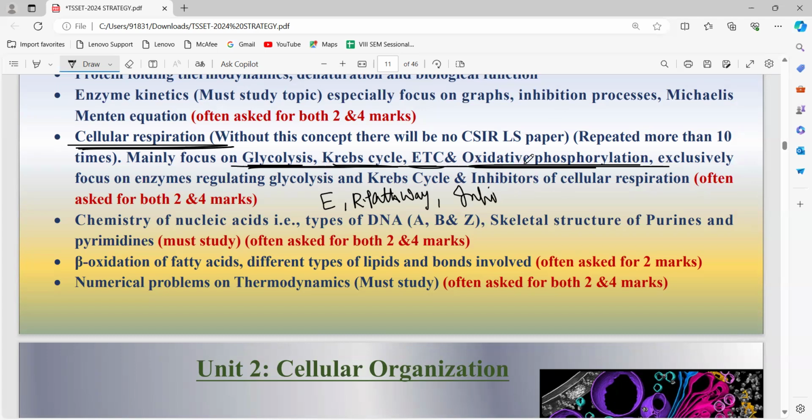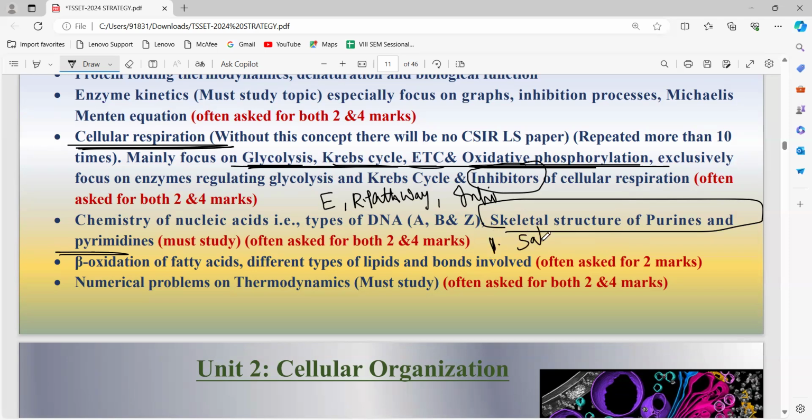Inhibitors are very common. In the 2023 question paper, we got one direct question from inhibitors itself. Very important, friends. And very important, you have to focus on the purine and pyrimidine pathway, meaning how the purines are synthesized and how the pyrimidines are synthesized. We will discuss it in the lessons.